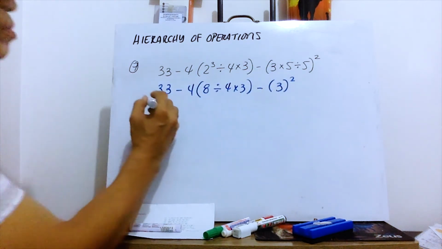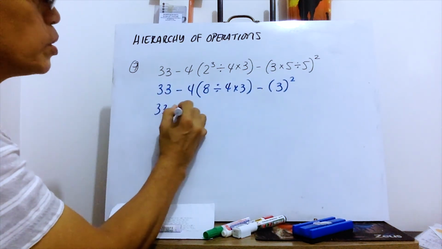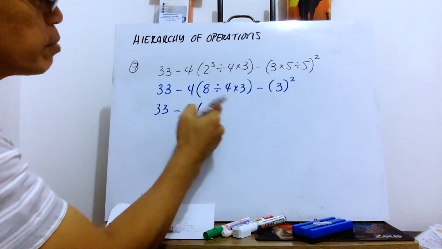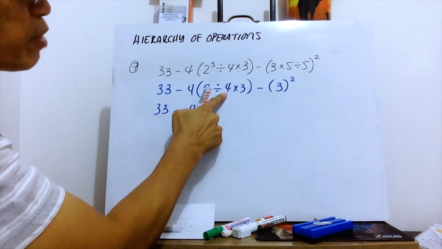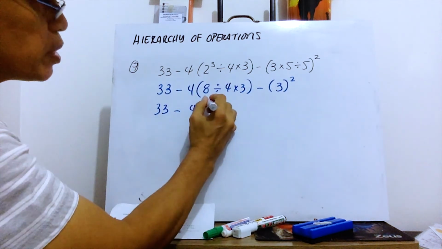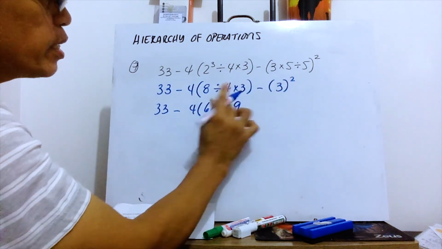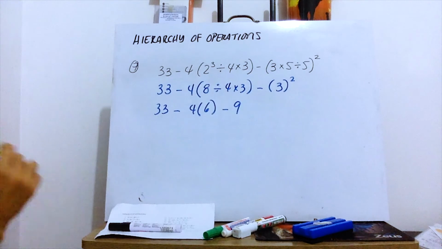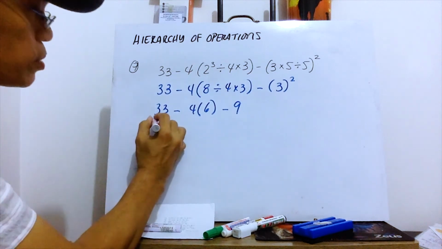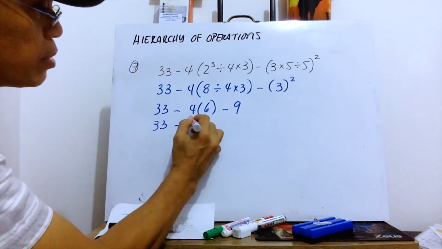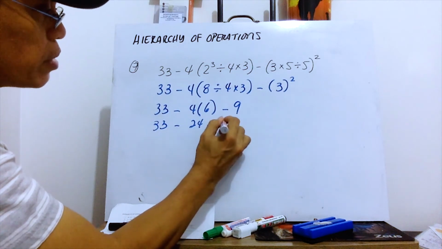So 33 minus 4, then simplify this. 8 divided by 4 is 2. 2 times 3 is 6. Minus, that one is 9. Wow, look at that. So it's 33 minus 24 minus 9.